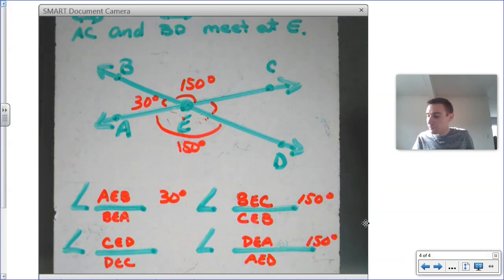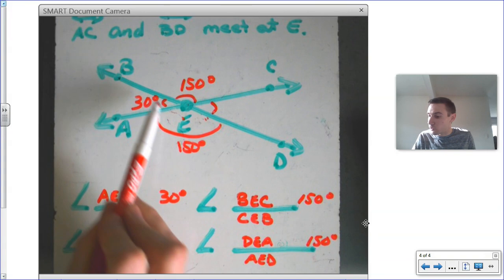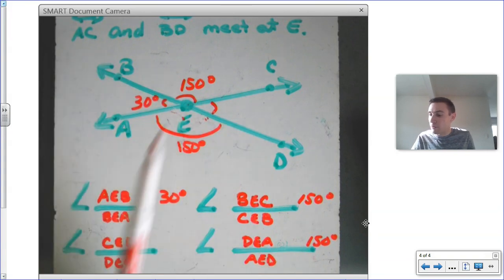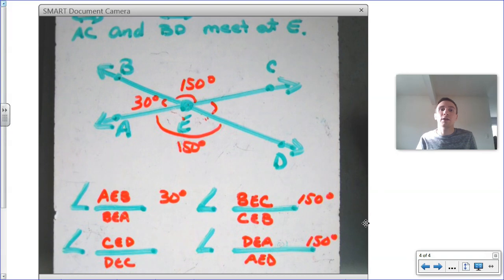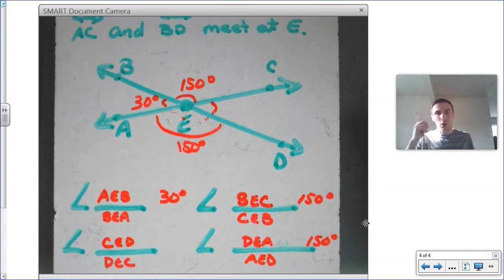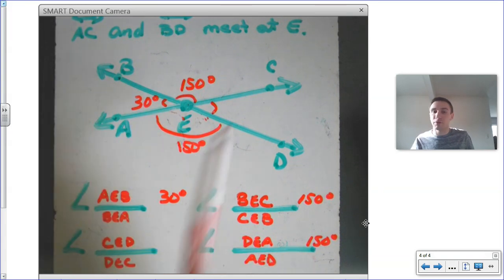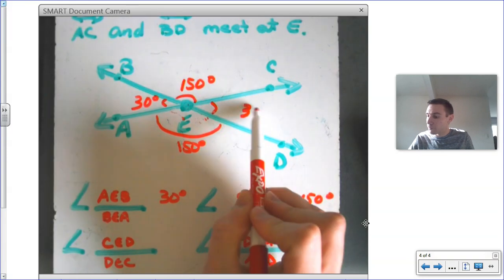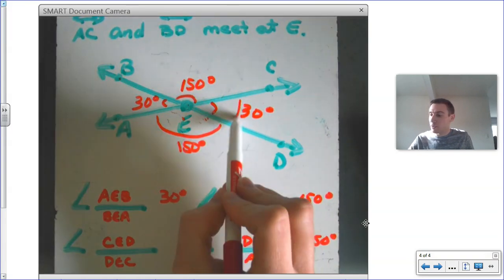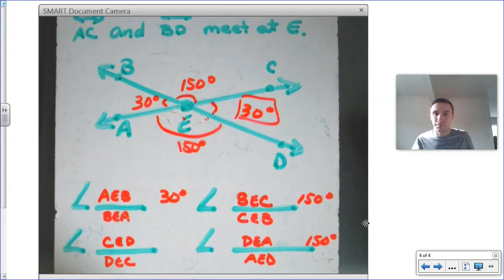And finally, I have this missing angle right here. Well, I could use line BD to help me find that. I can use line AC to help me find it, or I could use the rule of 360. So what I'm going to do right now is some mental math and say 150 plus 30 is going to give me that angle. But I'm going to use the rule of 360 to check to make sure that that's a correct answer.